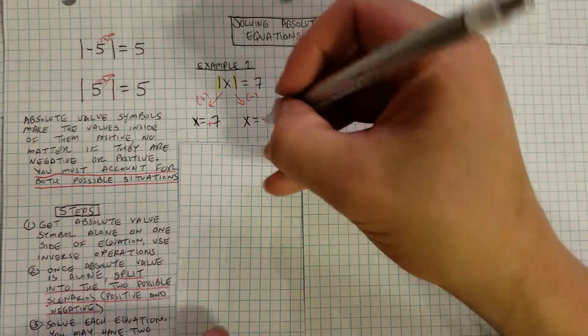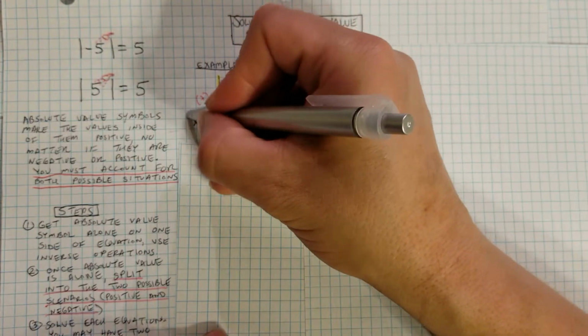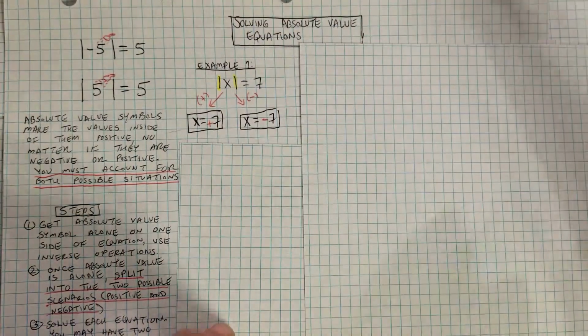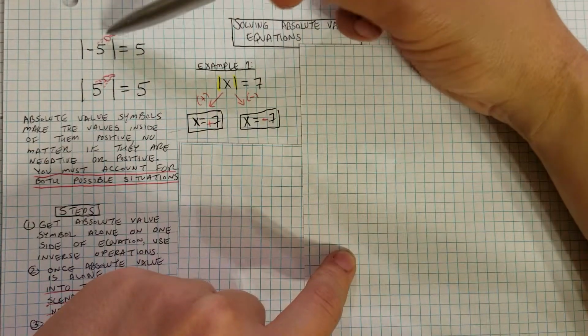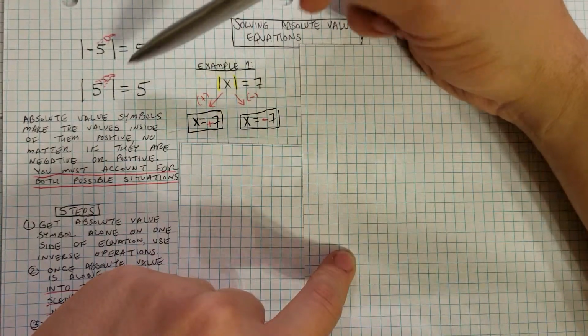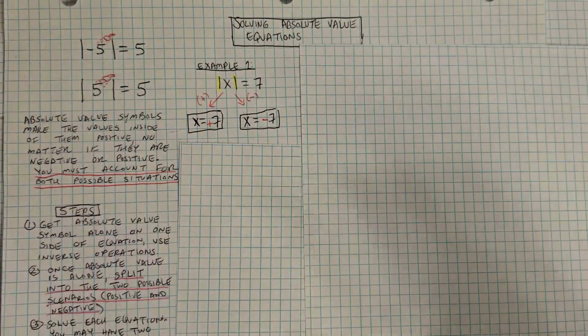So there are two answers for this, two possible answers, right? x could either be a positive 7 or x could be a negative 7. And if you remember from the beginning, that makes sense, right? Because it could be a negative, it'll come out positive, or it could be a positive, it'll come out positive as well. So that's what this is saying here.